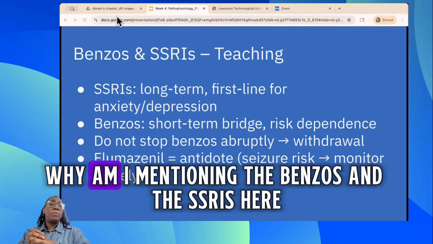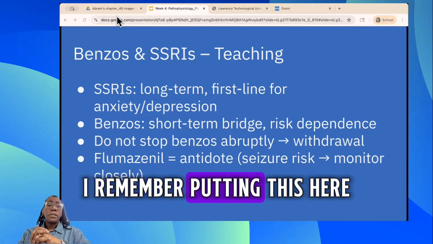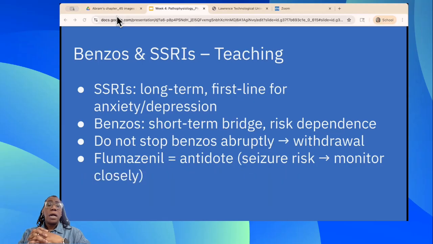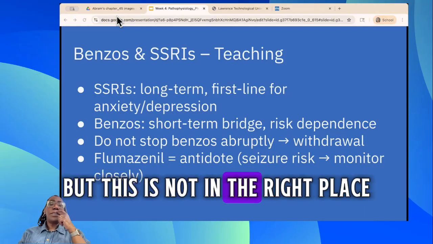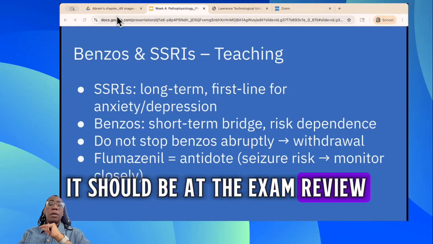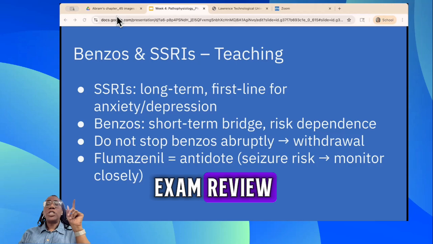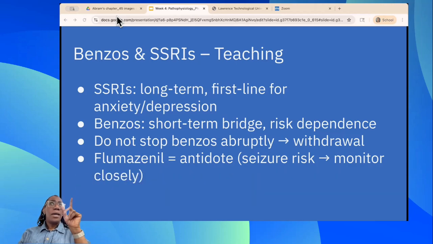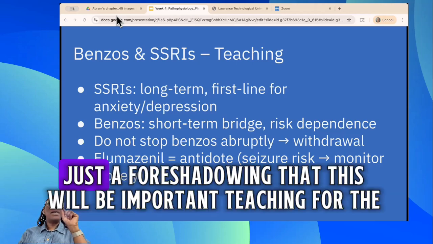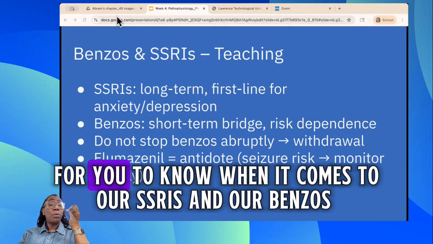Why am I mentioning the benzos and the SSRIs here? I remember putting this here, but this is not in the right place. It just should be at the exam review. So if I don't mention it again, let's do just a foreshadowing that this will be important teaching for you to know when it comes to our SSRIs and our benzos, nursing teaching that you might do for your patients.